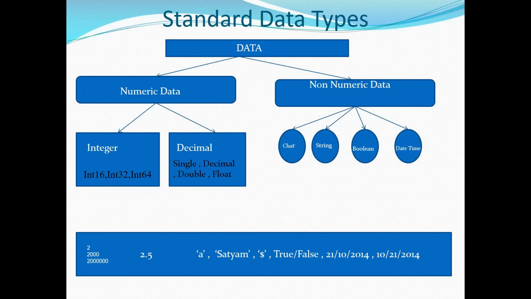Let's say my data is falling in the range of int 16, but I defined it as int 32. So what will happen?